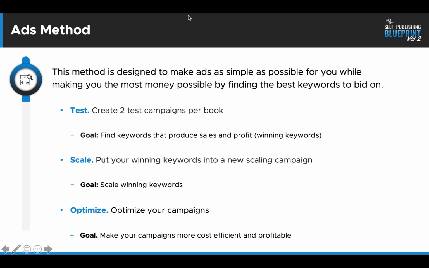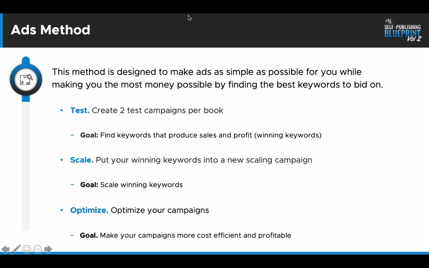All right, so let's go through the ads method. So this method is designed to make ads as simple as possible for you. It will make you the most amount of money possible by finding the best keywords to bid on. Okay, and there's 3 steps to this. Testing is the first step. So we're going to create 2 test campaigns per book.